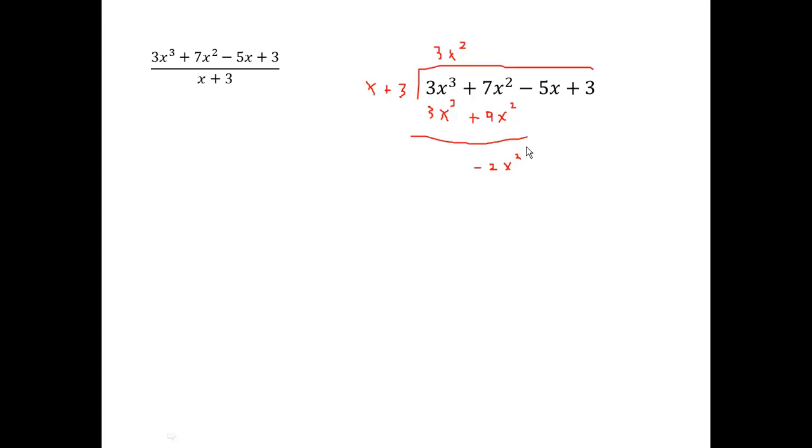Negative 2x squared. All right, and I'm going to extend this. Bring down your negative 5x. And then ask the question, what times x will give you negative 2x squared? Well, negative 2x. I'm just going to go ahead and get rid of that line real quick. But negative 2x times x is negative 2x squared. All right, negative 2x squared. And then we still have that plus 3, so I have negative 2x times 3, which is negative 6x.